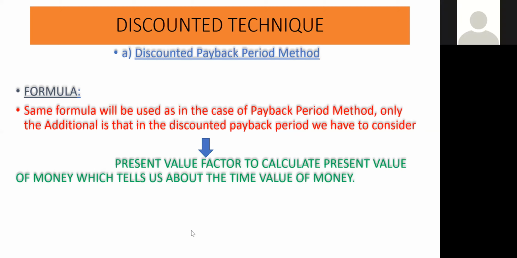So this is the present value factor to calculate the present value of money, which tells us about the time value of money. The formula will be totally the same as the payback period we have studied; only the present value factor is added. On Monday, I'll solve the sums, so I'll explain you all about this.